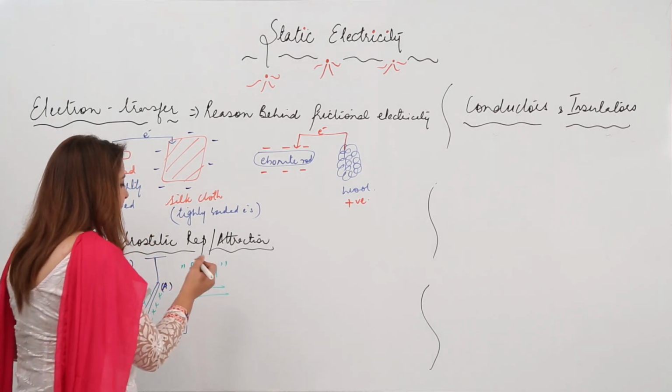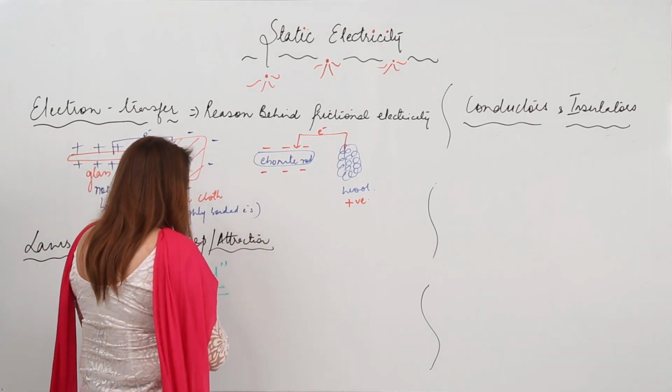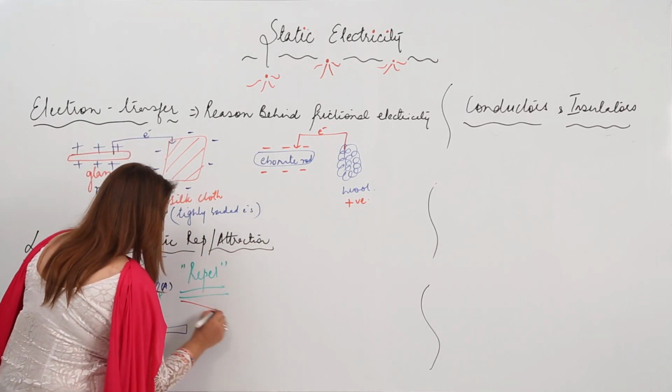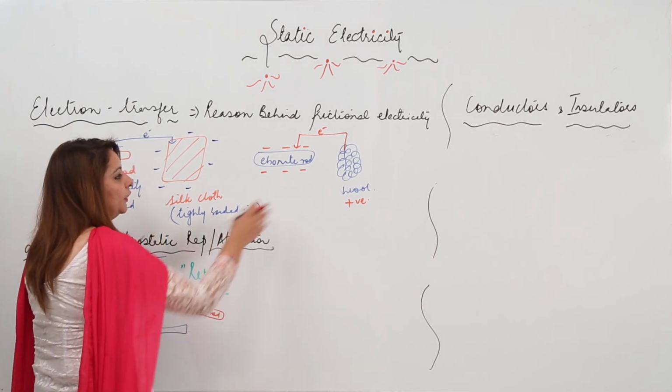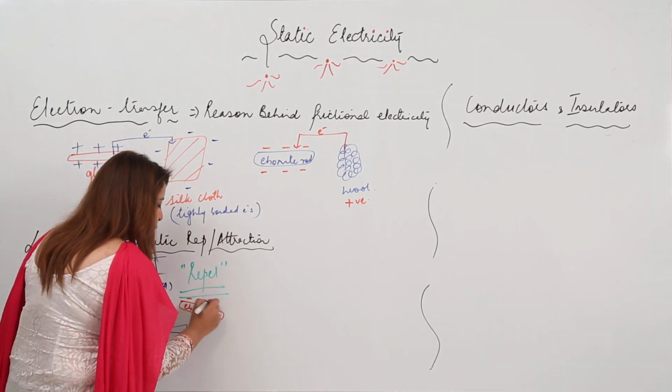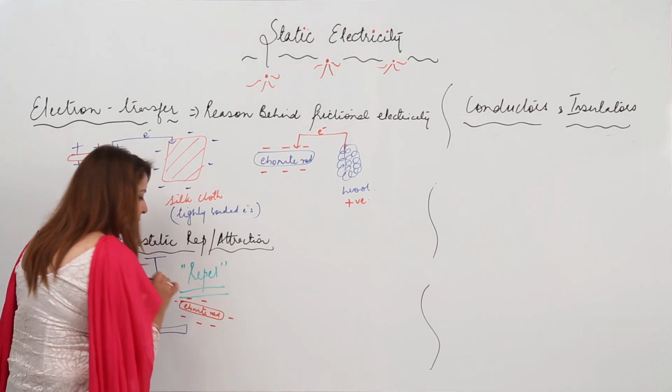Now what I do is bring the ebonite rod. This is my ebonite rod. I have rubbed this ebonite rod with the woolen cloth, due to which it acquires a negative charge. It becomes charged.